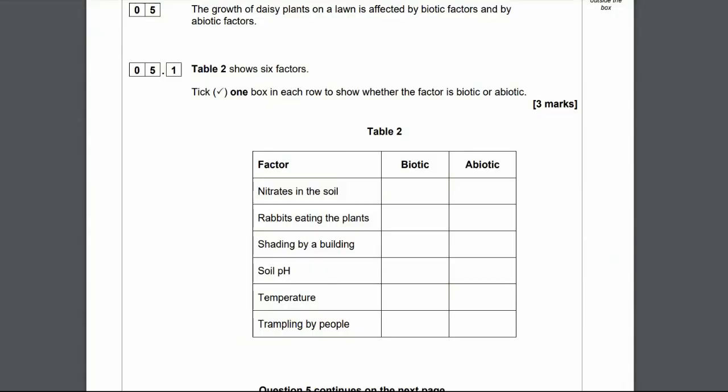The growth of daisy plants on a lawn is affected by biotic factors and by abiotic factors. Figure 5.1, Table 2. Question 5.1, Table 2 shows 6 factors. Tick one box in each row to say whether the factor is biotic or abiotic.